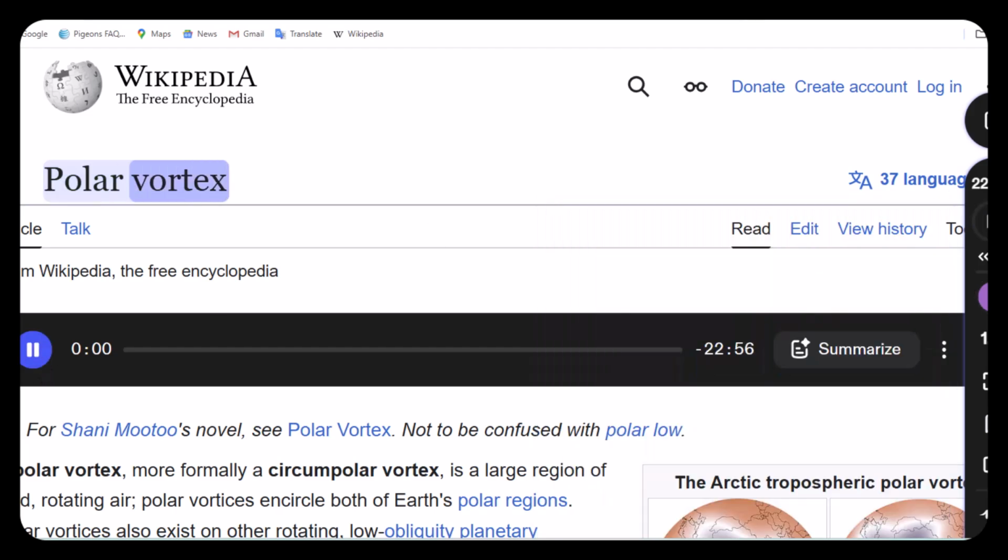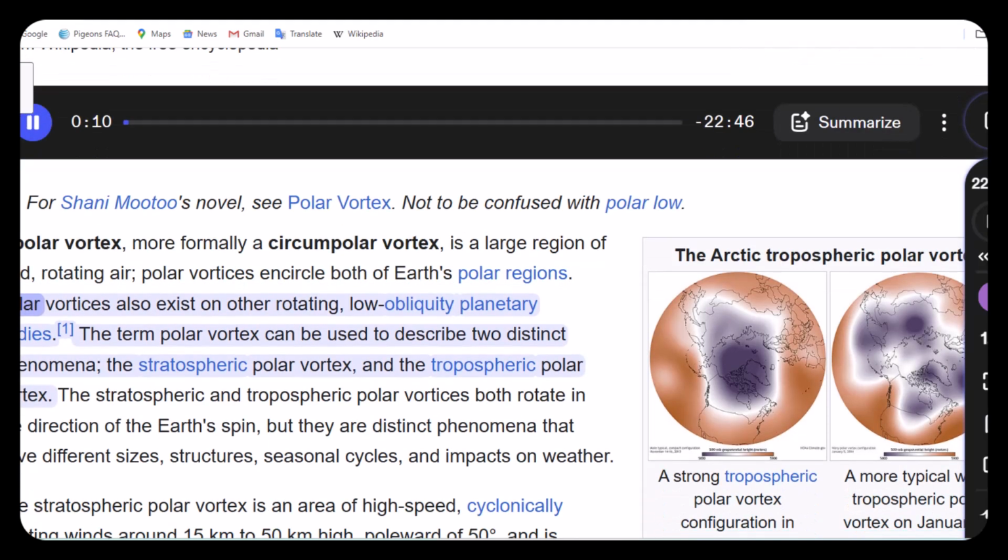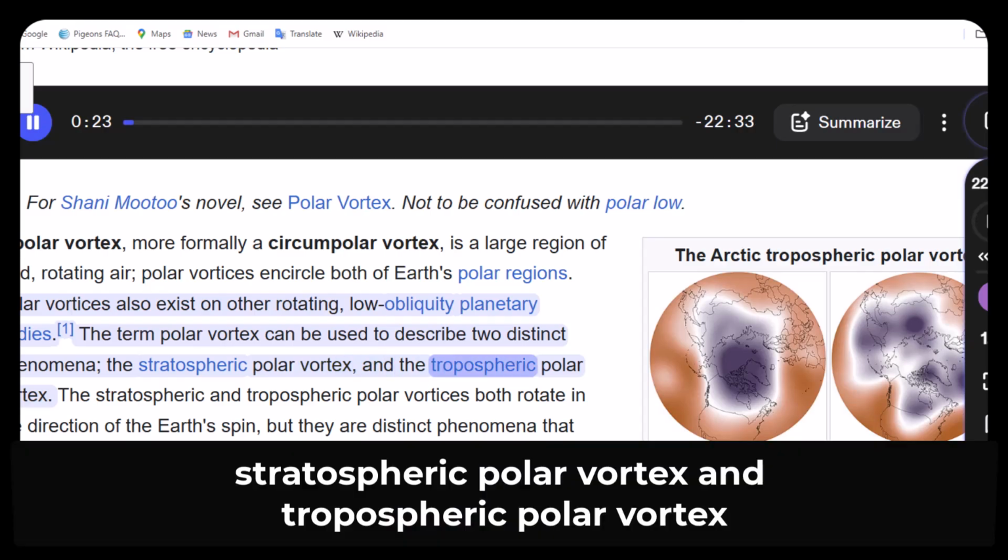Polar vortex. A polar vortex, more formally a circumpolar vortex, is a large region of cold, rotating air. Polar vortices encircle both of Earth's polar regions. Polar vortices also exist on other rotating, low obliquity planetary bodies. The term polar vortex can be used to describe two distinct phenomena, the stratospheric polar vortex and the tropospheric polar vortex.